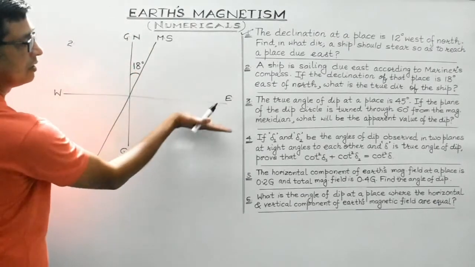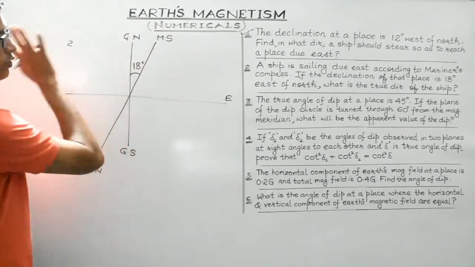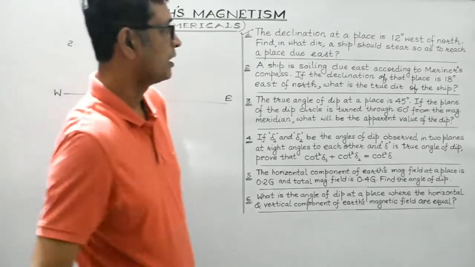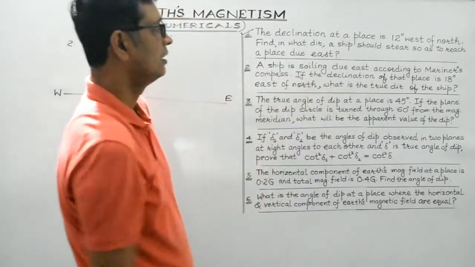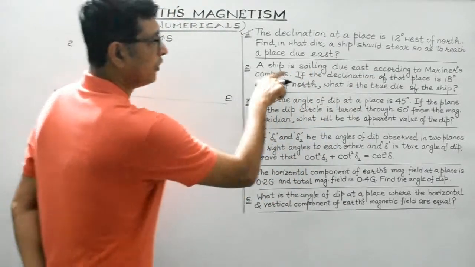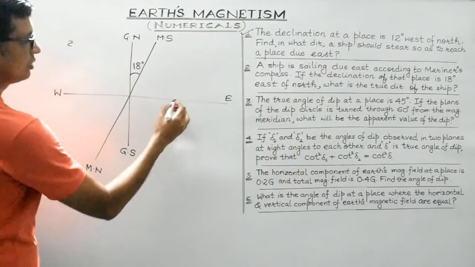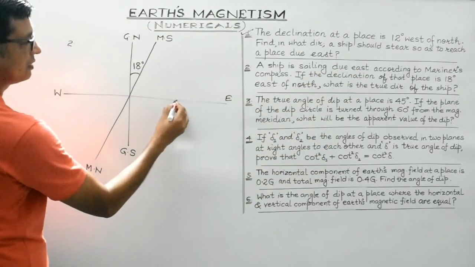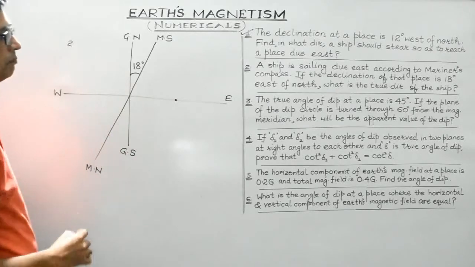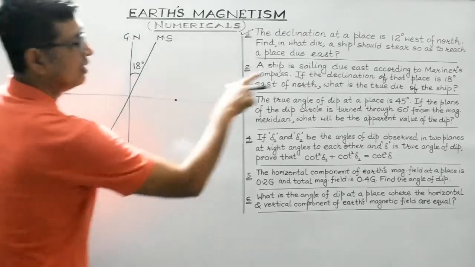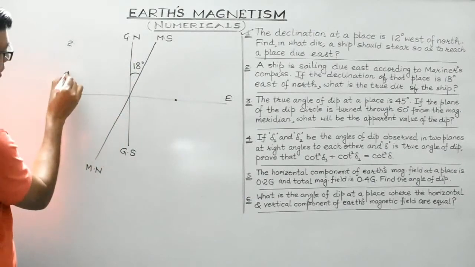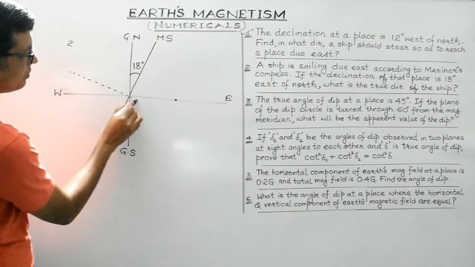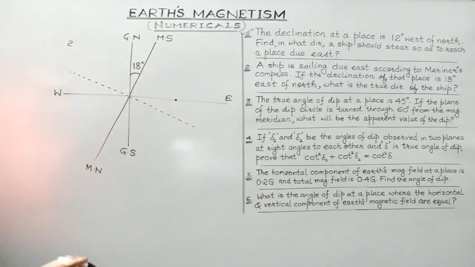18 degree east of north, right? This is it. Now, as per the Marinus compass, the ship is moving due east. Actually, as per the Marinus compass, the magnetic compass must be directed along this direction.